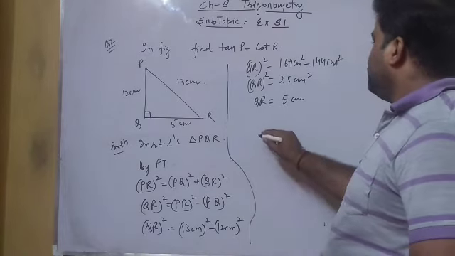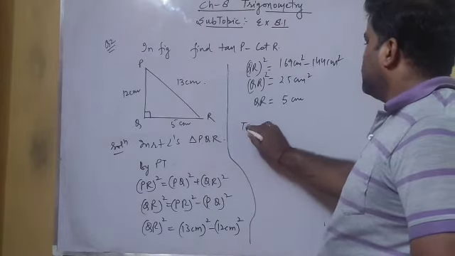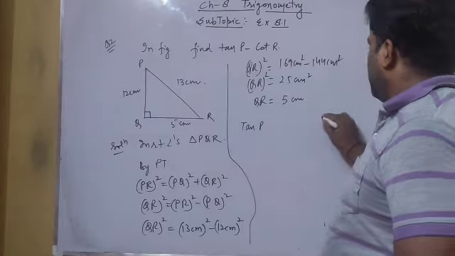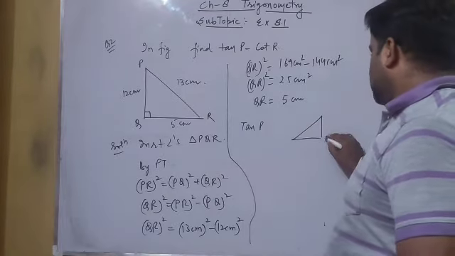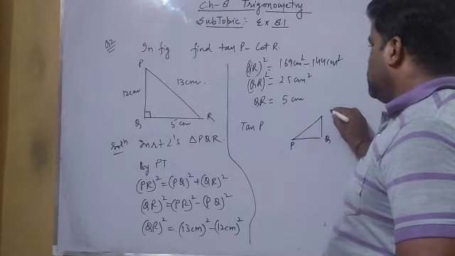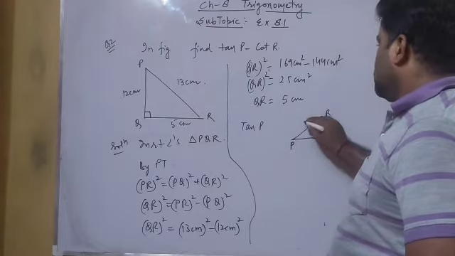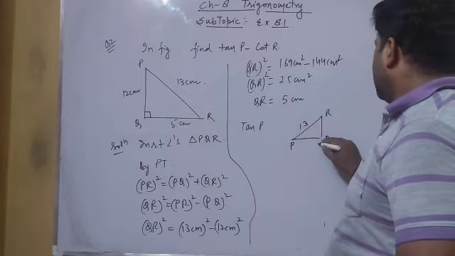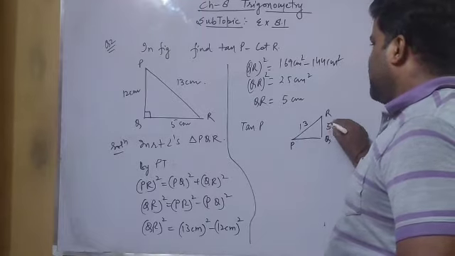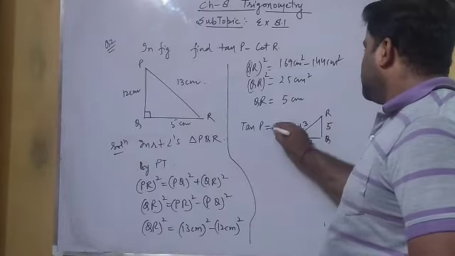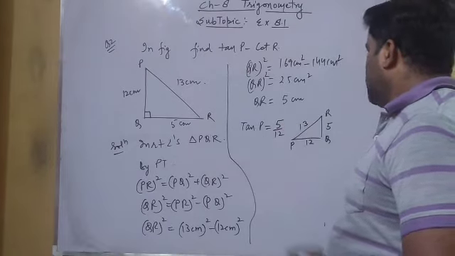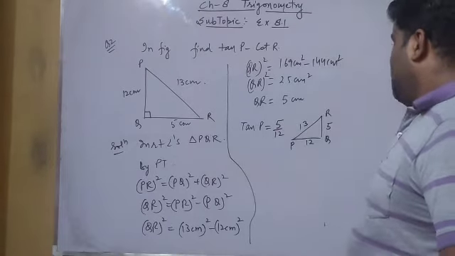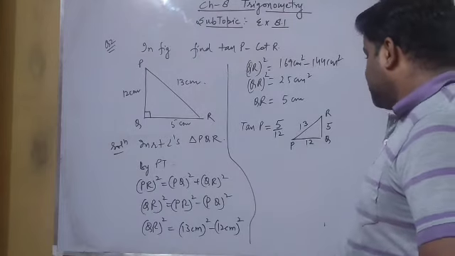So as we have to find tan P, we can draw a triangle for this. This is Q, this is P, and this is R. So it is 13, it is 5 and it is 12. So we get the value of tan P as 5 by 12 because it is the ratio of perpendicular and base.